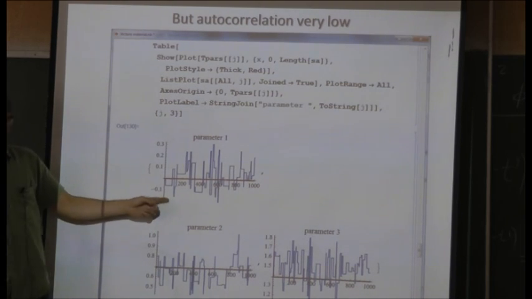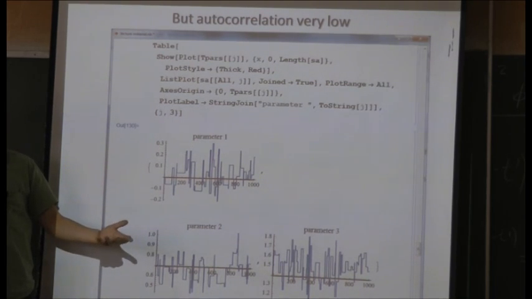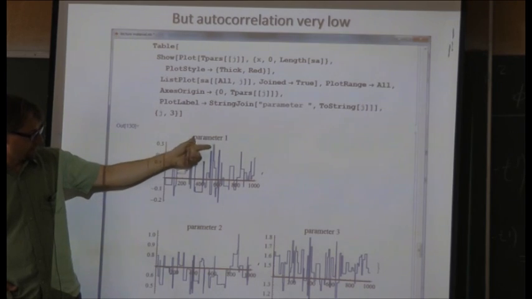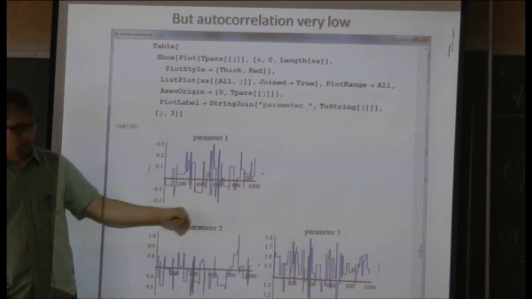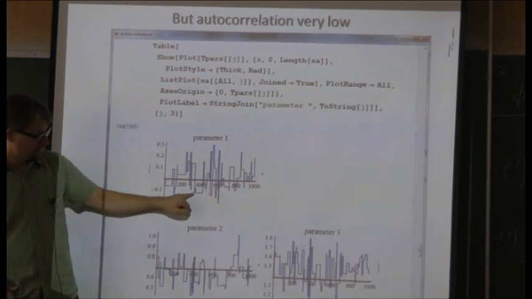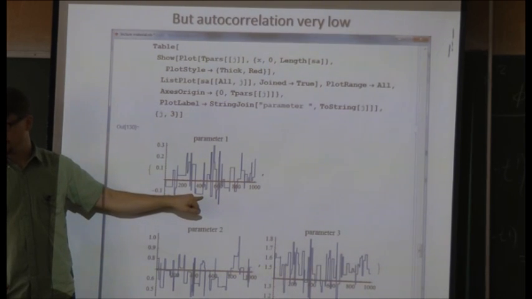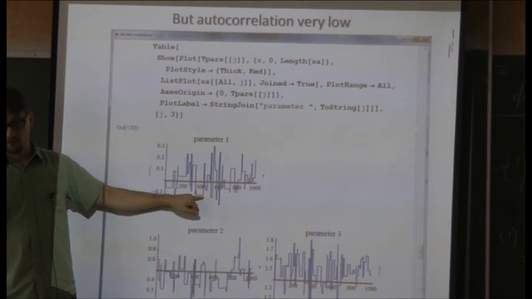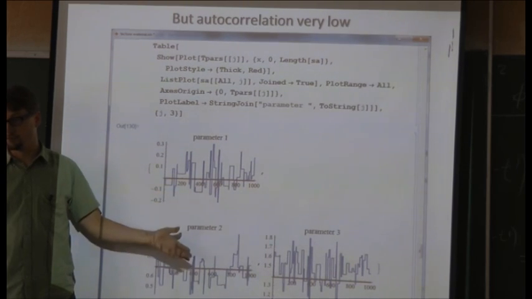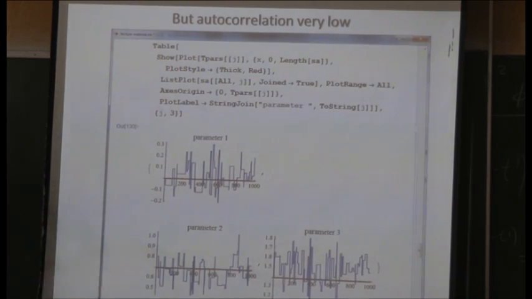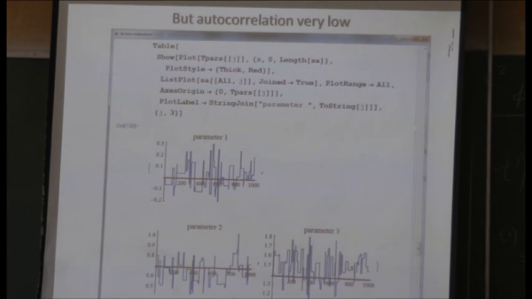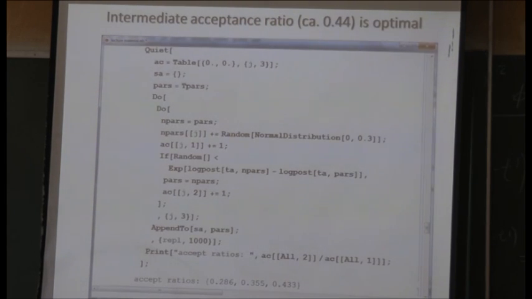So what you see here is that there is no autocorrelation, or it's very weak. You can jump from a big value to a small value immediately. But then you often stay for very long in one given value. So you are proposing but not accepting many times. Of course you don't want to do this because it takes computational time. So that's why in these random walk Metropolis-Hastings algorithms, an intermediate acceptance ratio is the optimal one.